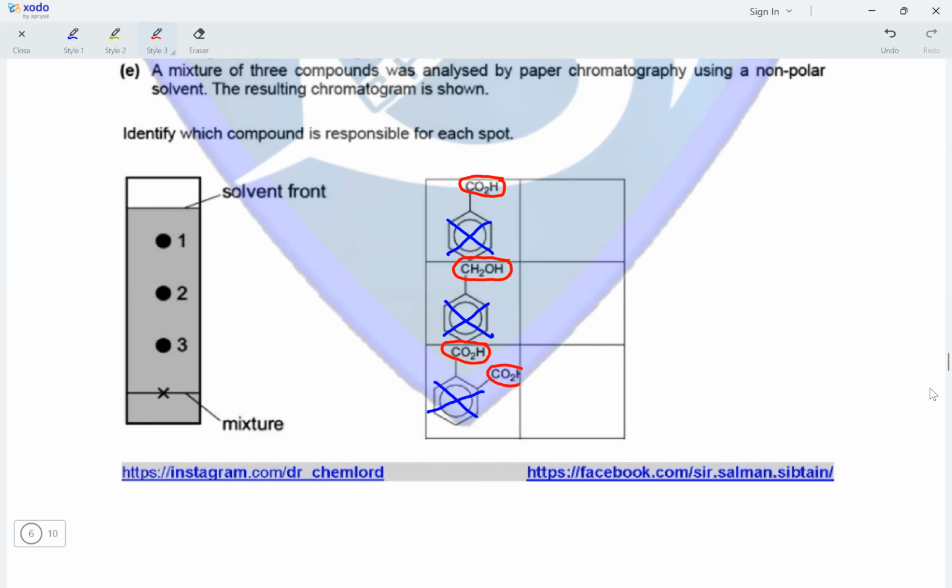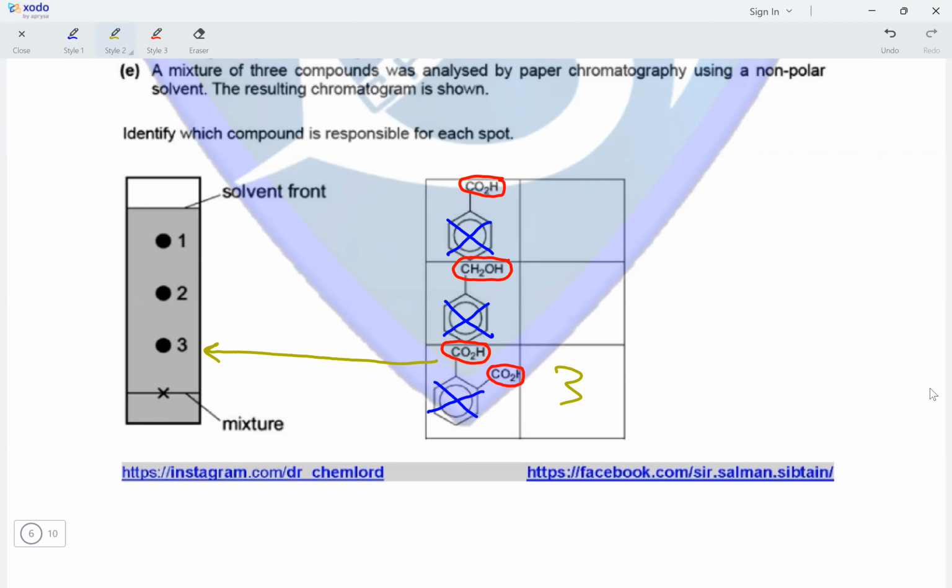So looking at the polarity of these groups, we have a non-polar solvent being used. So the one that is the most polar will travel the least distance. So since the third compound has got two COOH groups, the third compound would be the one that is placed at position 3 because it will travel the least distance. Now we're left with COOH containing and CH2OH containing compounds. So both of them are polar, COOH being a carboxylic acid, CH2OH being an alcohol.